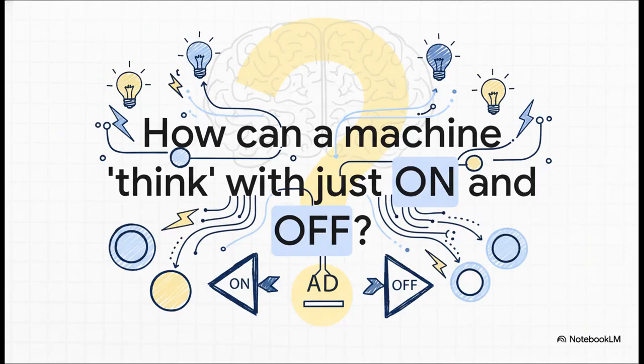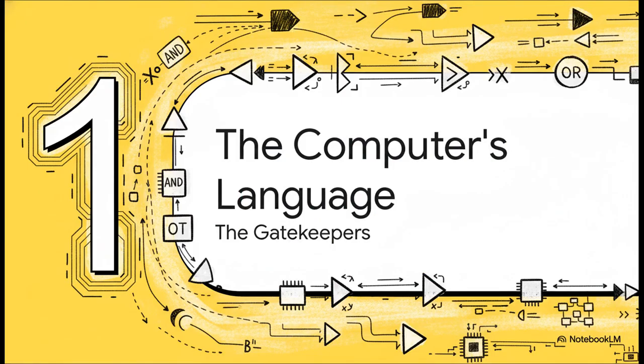It really all boils down to this one fundamental question. Everything a computer does is based on just two states: on, which we represent as a 1, and off, which we call a 0. So how in the world do you get from simple electricity to complex thought? Well, the answer lies in these brilliant little devices that act as the gatekeepers of information. They are the absolute bedrock, the fundamental building blocks that let machines follow rules and, well, think.